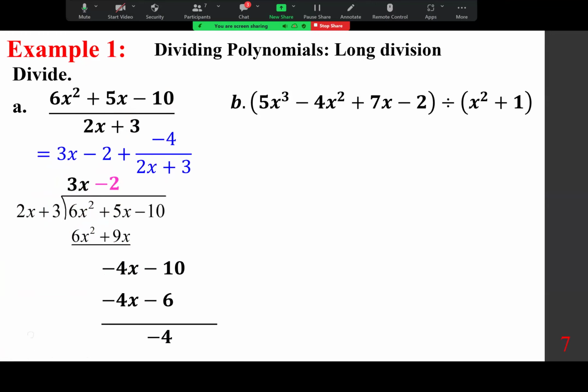Again, I want to make sure we understand this. We could also write this, just the top, equals the product of the divisor 2x plus 3 and the quotient 3x minus 2, and add to it the remainder negative 4.